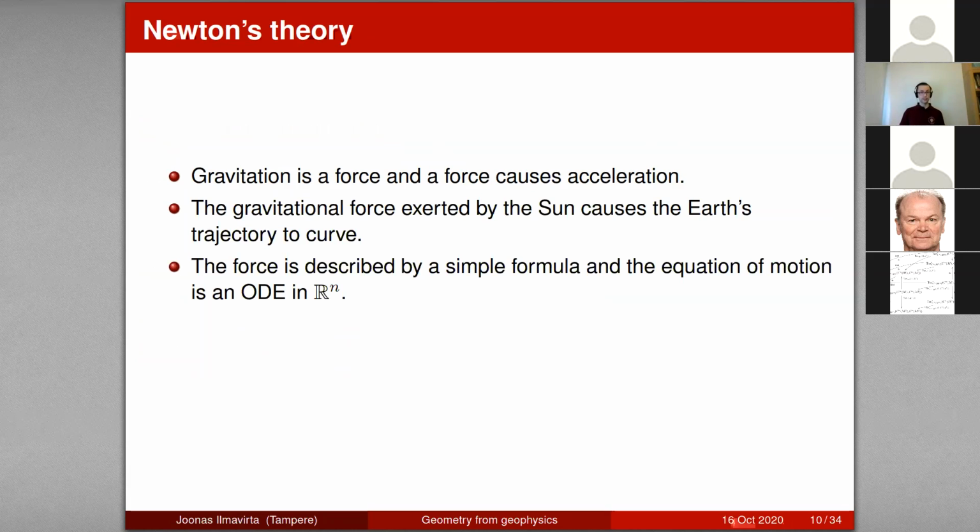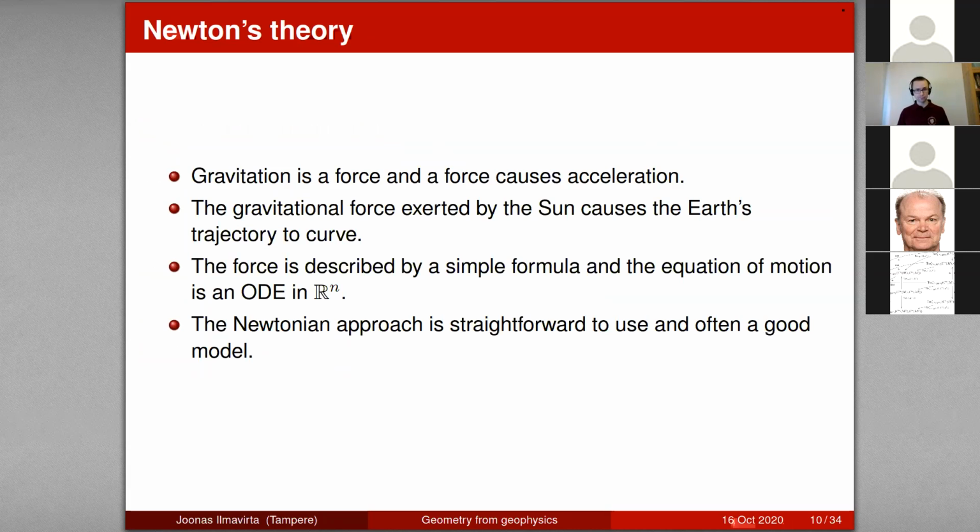So this force here is described by a simple formula. It's Newton's universal law of gravitation. And the equation of motion is an ODE. It's Newton's second law in the Euclidean space Rn, or rather R3. And this space R3 will stay fixed throughout the evolution of the system. So there is nothing funny going on in the geometry.